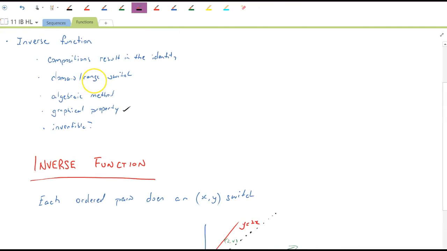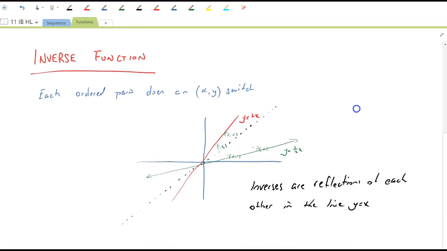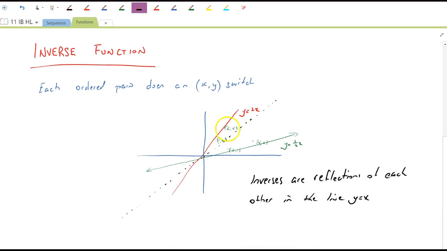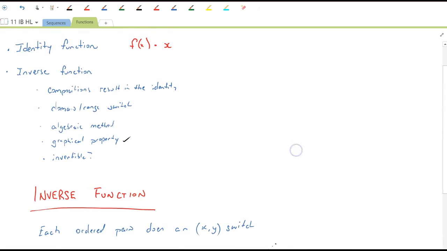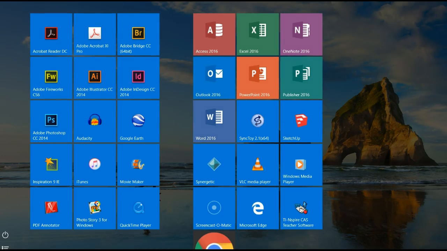Now the domain range switch. Each of our x coordinates on the red line become our y coordinates on the green line. So in effect, the domain of our red becomes the range of our green, and the range of our red becomes the domain of our green. That's our domain range switch.